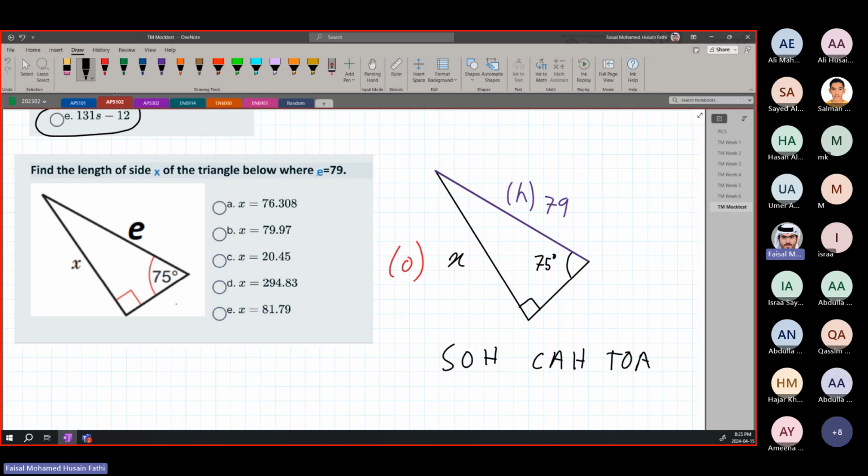We need something that has hypotenuse, and this has hypotenuse, this has hypotenuse, and we also want the opposite. The opposite is this and this. So it's the first one that has both.